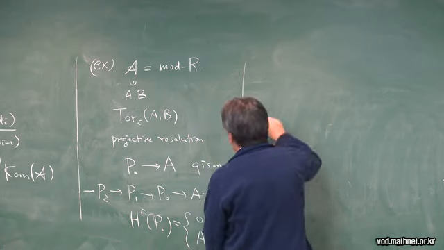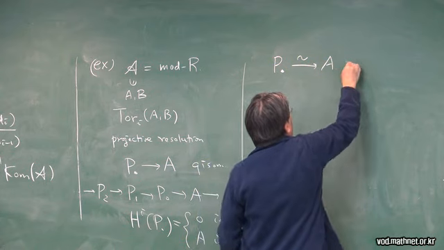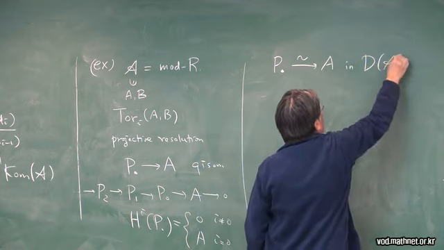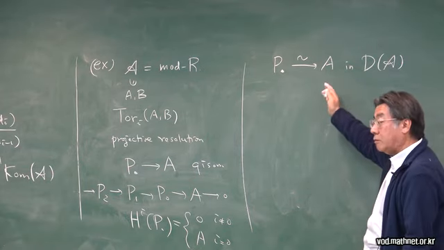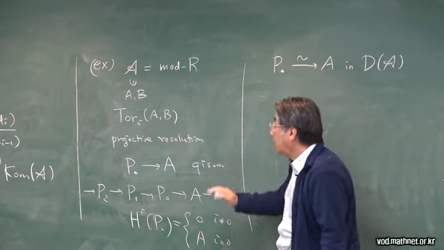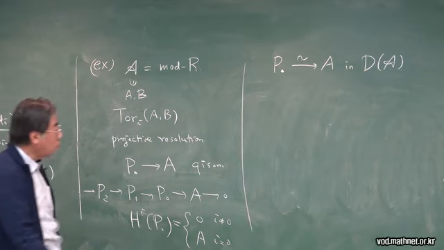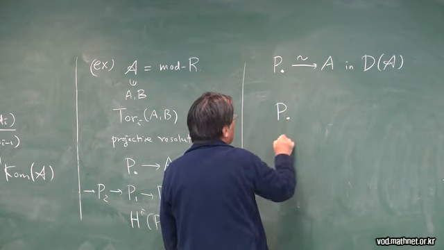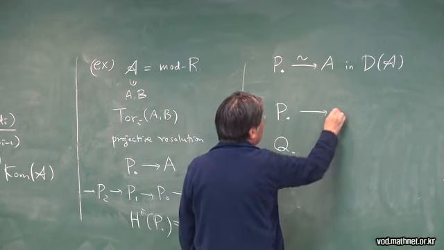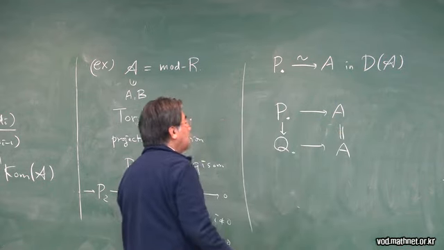So that means P dot is isomorphic to A in D(A). So in the derived category, a resolution is just an isomorphism because this is a quasi-isomorphism. In the localization, quasi-isomorphisms become isomorphisms. Moreover, if you have two resolutions of the same thing, then there always exists a map.